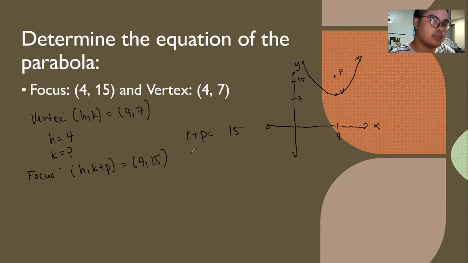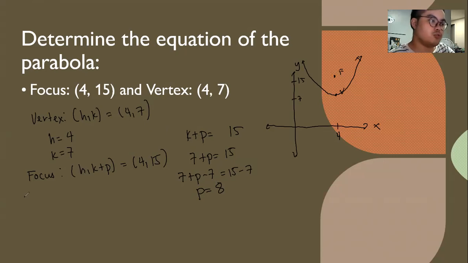So our k is 7. That's why we replaced k with 7. Then what we are going to do here is to solve for p by subtracting both sides by 7. So RP is equal to 8. So it means to say that 8 is the distance between the focus and the vertex. So they are 8 units away.